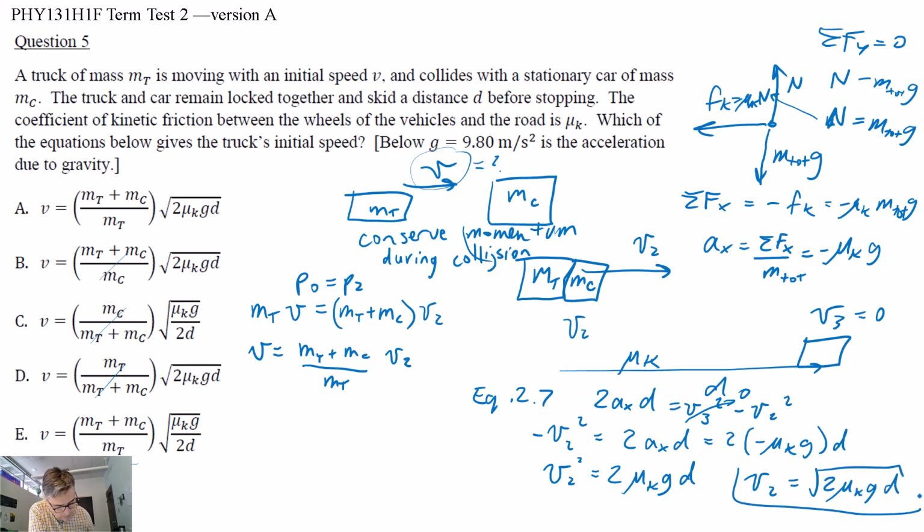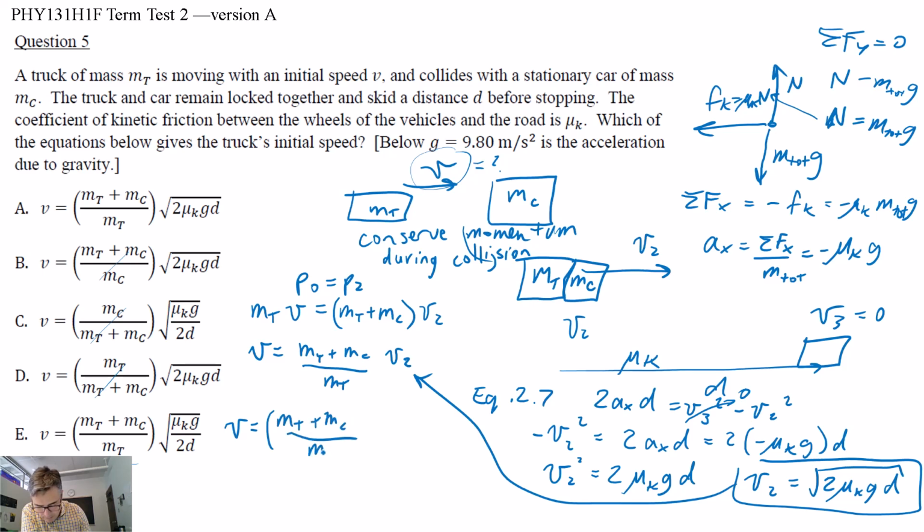And now we can take this, since we know it, and plug it in to this over here, and we got that speed is equal to, I'll put this in parentheses, (m_t plus m_c) all divided by m_t, and multiplied times the square root of 2 times mu sub k times G times D. So now this is starting to look a lot like question A.